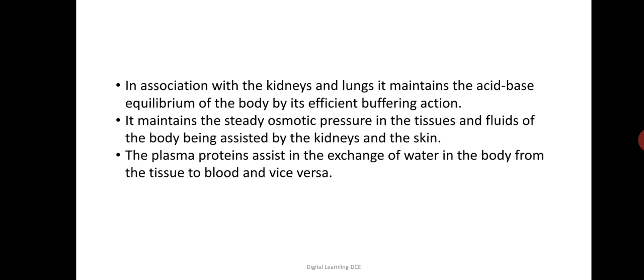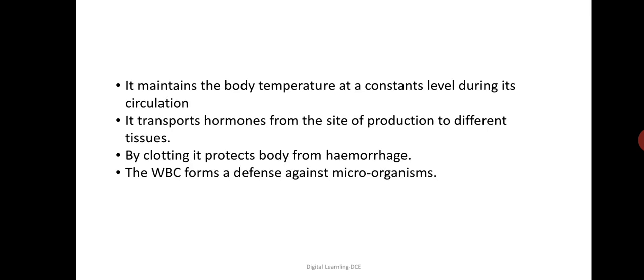Blood maintains acid-base equilibrium of the body. It maintains steady osmotic pressure in the tissues and fluids of the body, being assisted by kidneys and the skin. The plasma proteins assist in the exchange of water in the body from the tissues to the blood and vice versa. It maintains the body temperature at a constant level during its circulation by absorbing and releasing water.